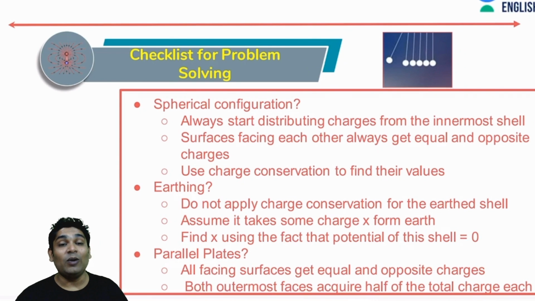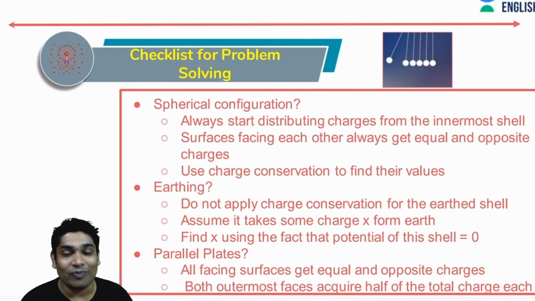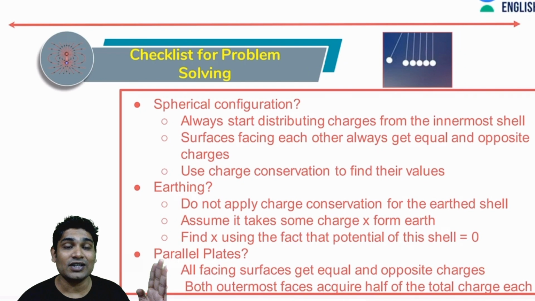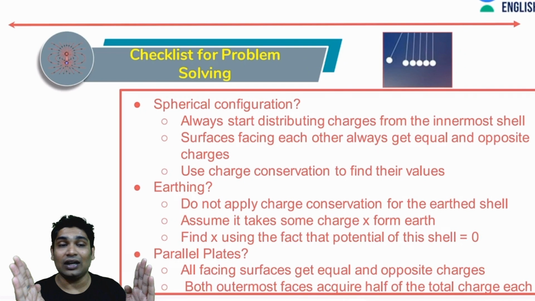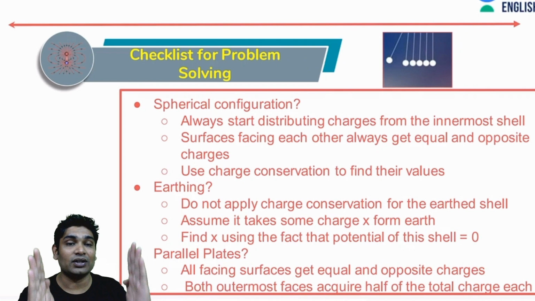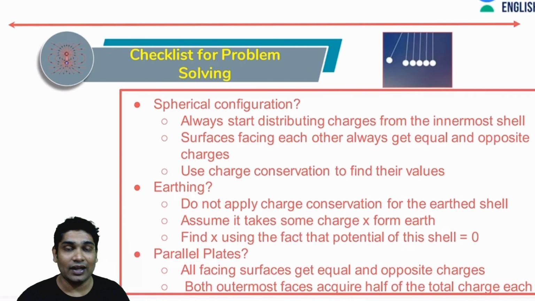Next, how about parallel plates facing each other? For parallel plates facing each other, remember two very important things. Firstly, calculate the total charge in the system. Doesn't matter if it's 2 plates, 3 plates or 5 plates, calculate the net charge on all the plates. Then distribute half of this on one of the outer surfaces and half of this on the other outermost surface. So look at the two outermost surfaces, each gets half of the total charge.